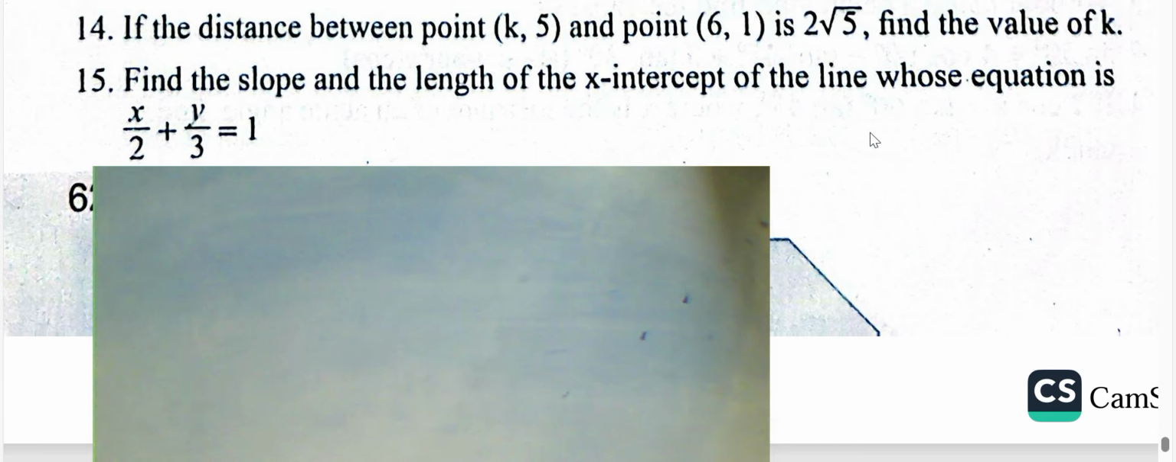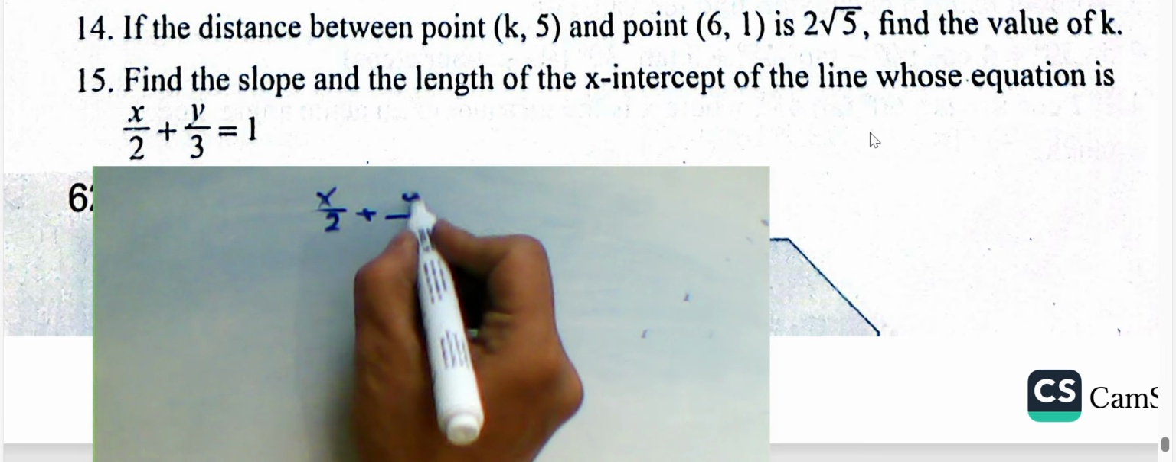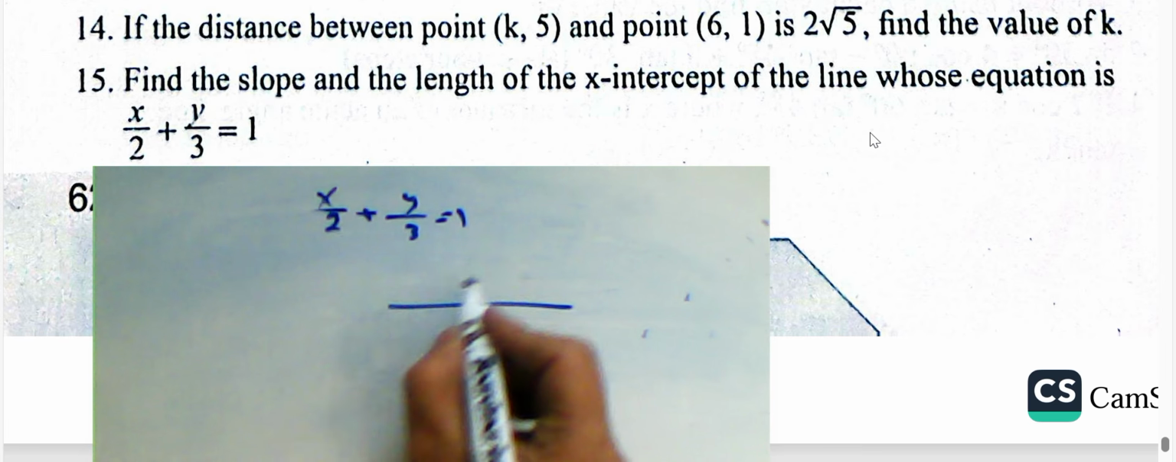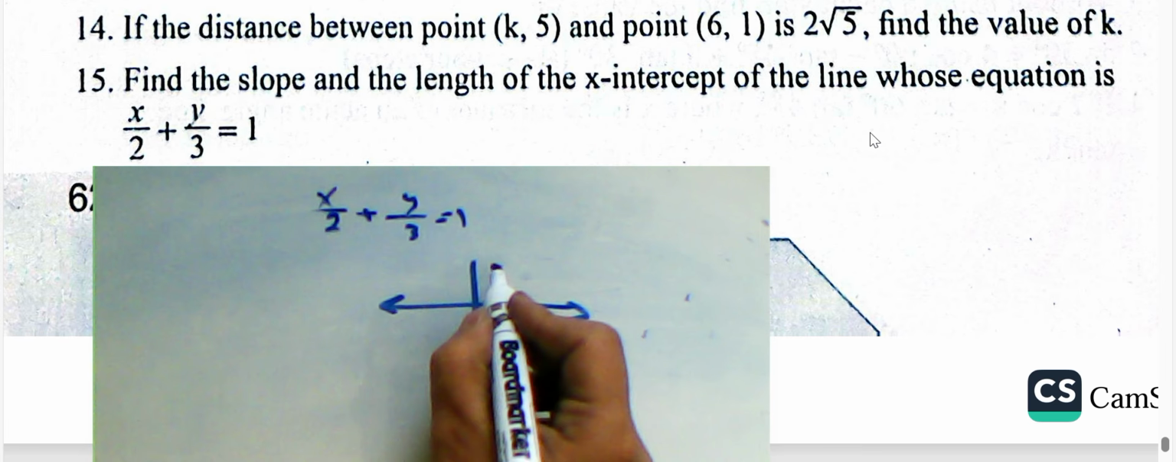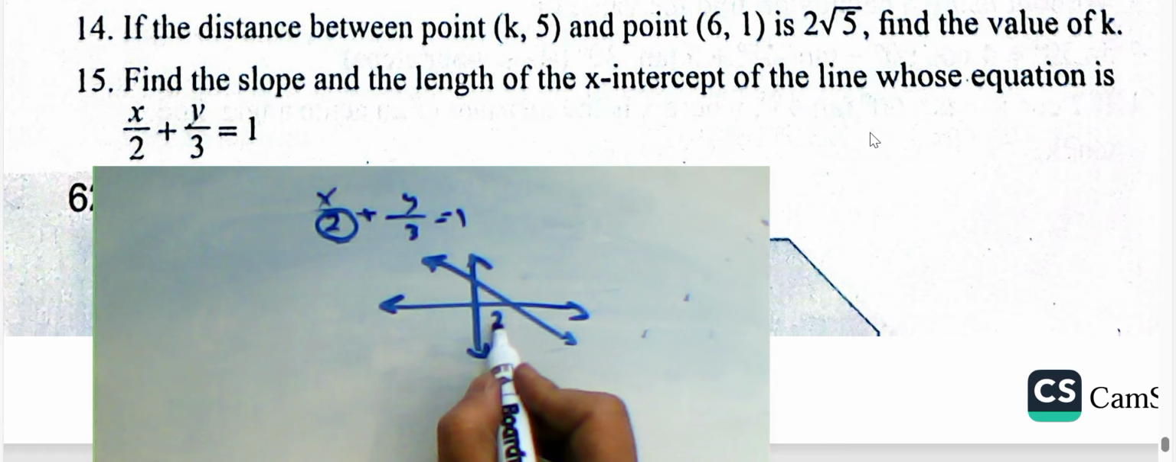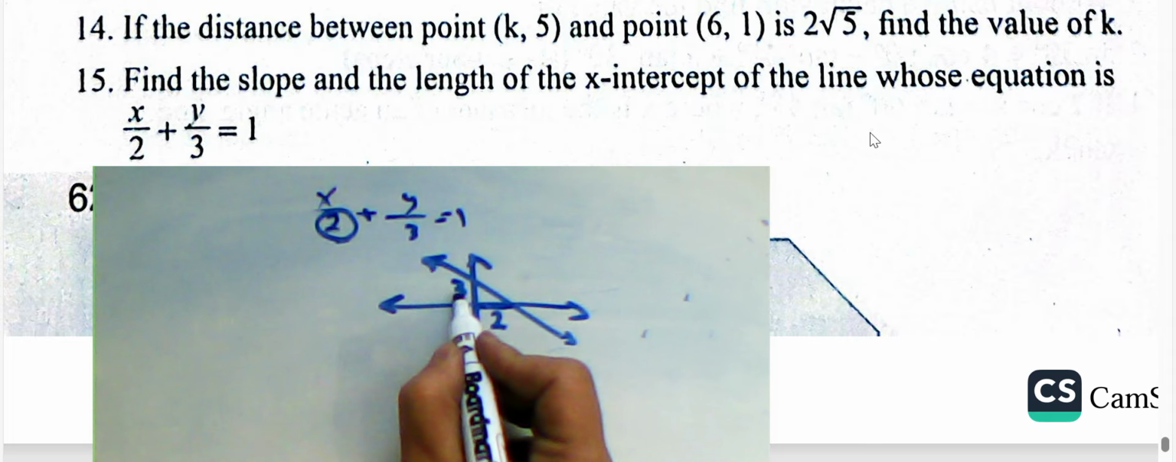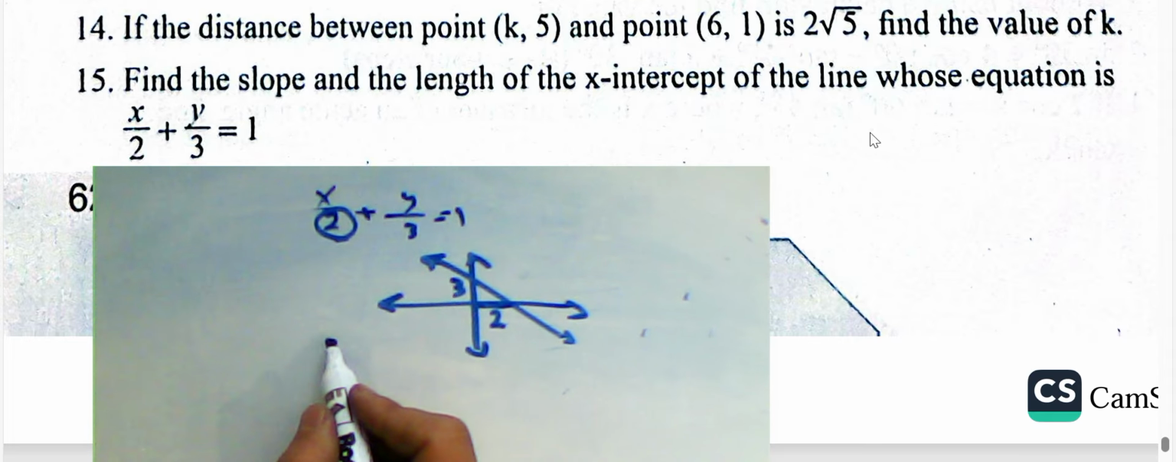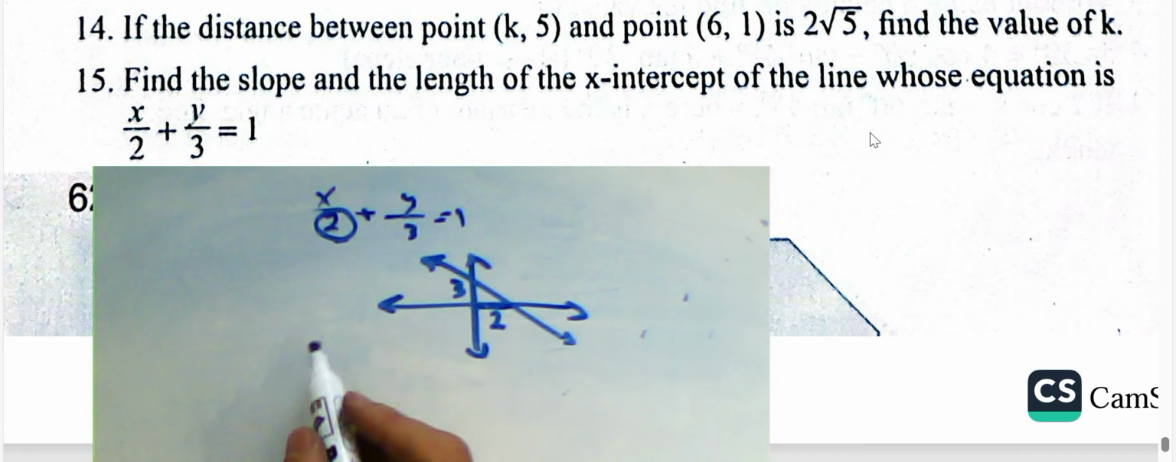Next question. Find the slope and the length of the x-intercept of the line x over 2 plus y over 3 equals 1. This means we have a straight line whose slope will be negative, decreasing here. Then we have two cut parts on the x-axis and y-axis. We want to find the slope.